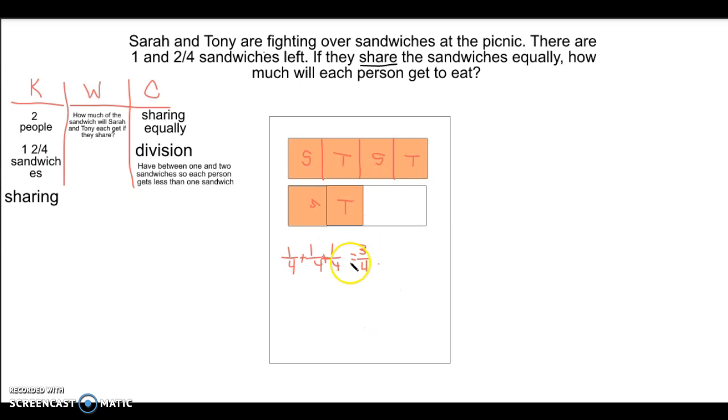So I think I've answered my question. Let's go back and check. How much of the sandwich will Sarah and Tony each get if they share? Oh, they'll get 3 fourths each because they've shared the sandwich equally. So you can see that even without knowledge of the standard algorithm for dividing fractions, I was able to perform the operation 1 2/4 divided by 2.